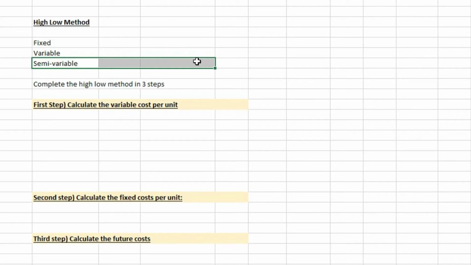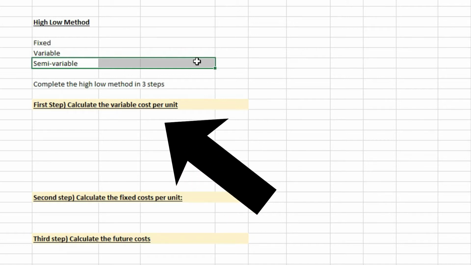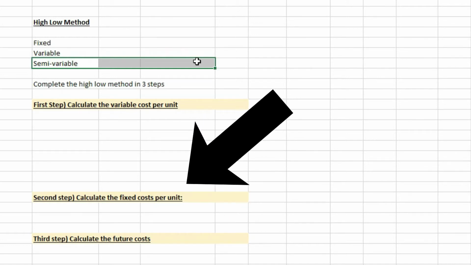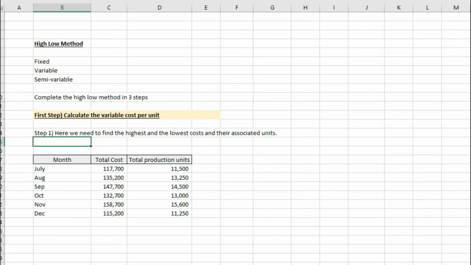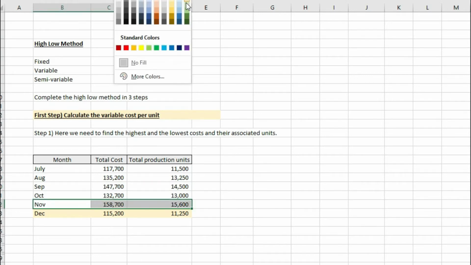So we've got 3 steps to have a look at. First of all, we're going to calculate the variable cost per unit, then we're going to calculate the fixed cost, and then thirdly the future costs. If we have a look at this table here, what we want to focus on is what is in column C and not necessarily what's in column D for the moment. In column C, we want the lowest cost. December has the lowest cost, so we're going to highlight that there. In terms of the highest cost, November has the highest cost.